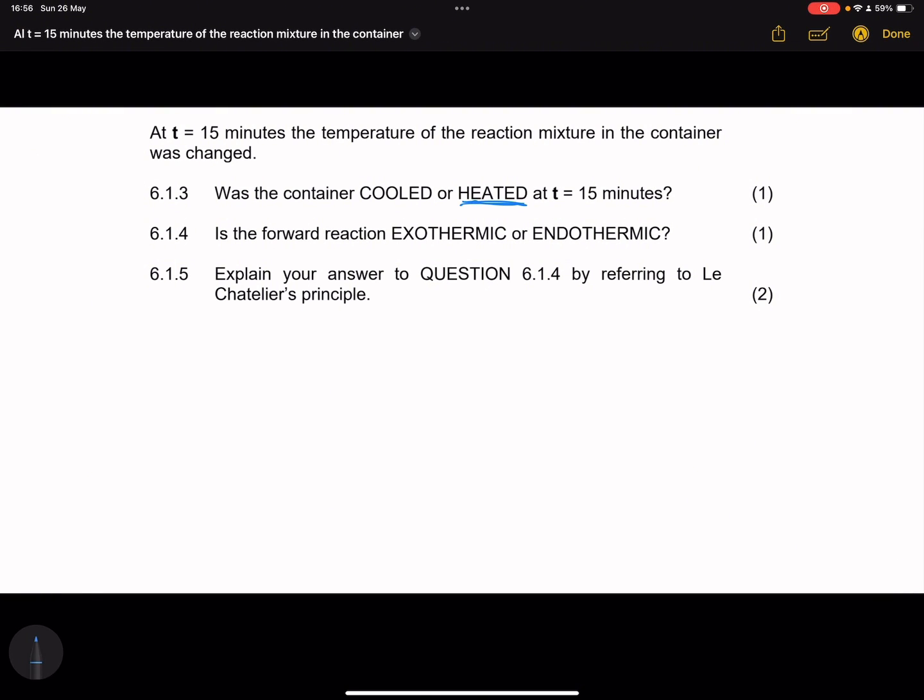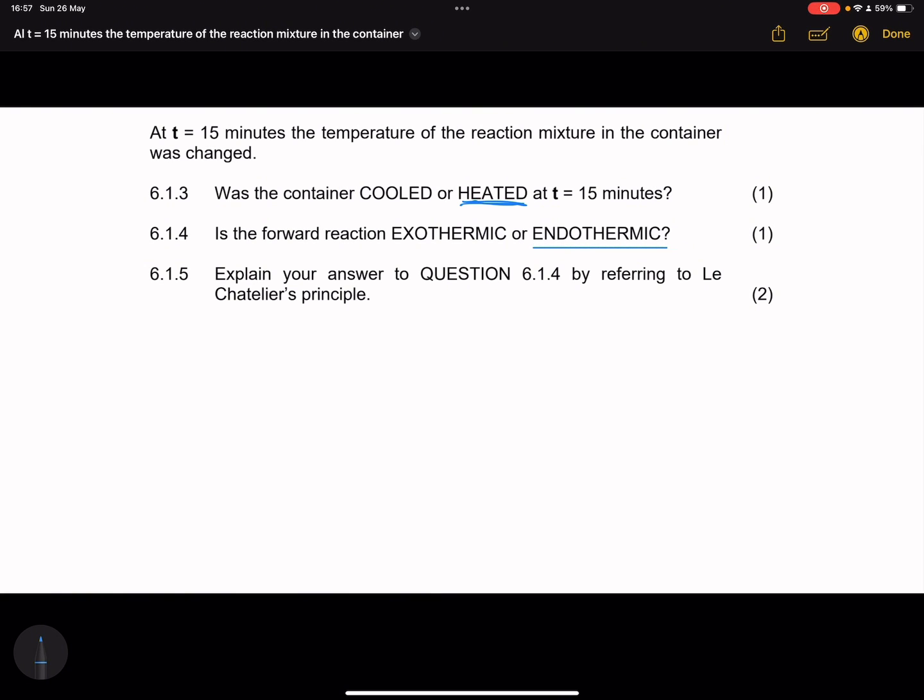And by the way, why am I saying heated? Because the rate of both reactions increased. However, we noticed that the rate of the forward reaction was the one that increased the most. Now they ask us, is the forward reaction exothermic or endothermic? I would definitely say the forward reaction is endothermic.